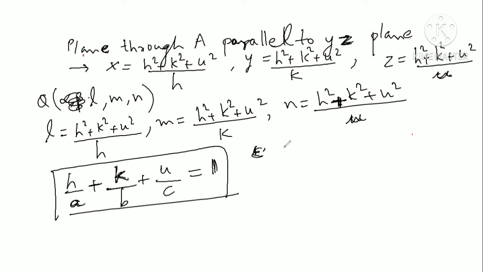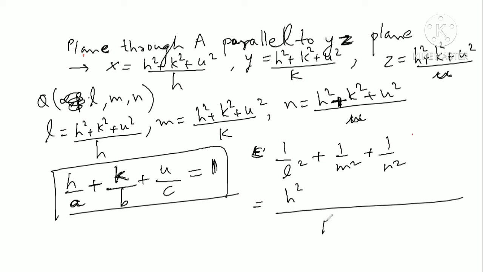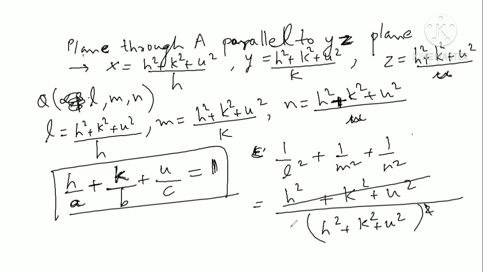Now if I try to find 1 by L square plus 1 by M square plus 1 by N square, 1 by L square means you take the reciprocal and then square. So h square upon (h square plus k square plus u square) whole square, correct? Then here you will have k square and here you will have u square. So h square plus k square plus u square will get cancelled and we will be left with 1 upon h square plus k square plus u square.